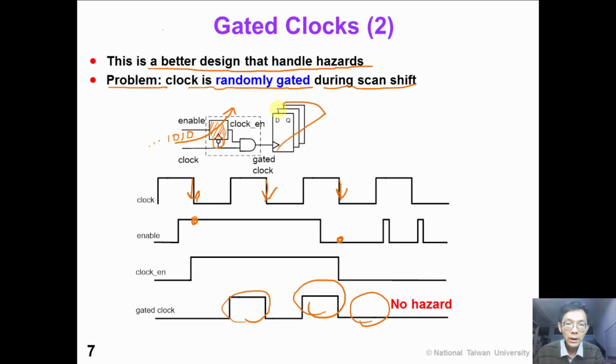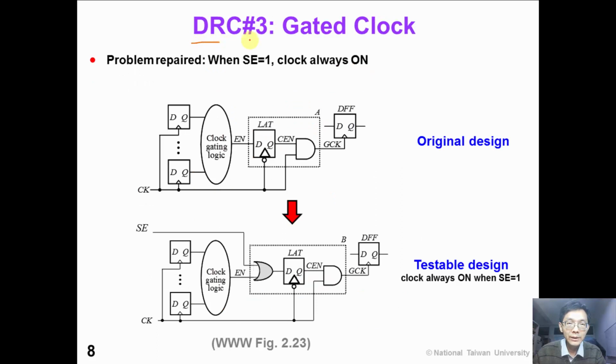So we cannot control the values of the following flip-flop. This is a big problem for scan. So how can we fix this? So in DRC number 3, we need to repair this circuit so that when scan enable is 1, we want to make sure the clock is always on.